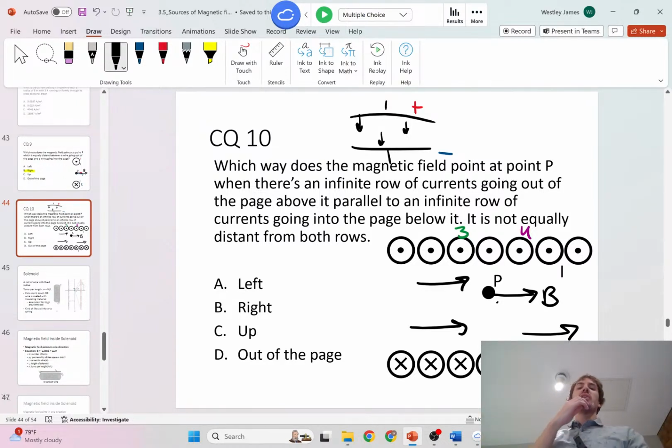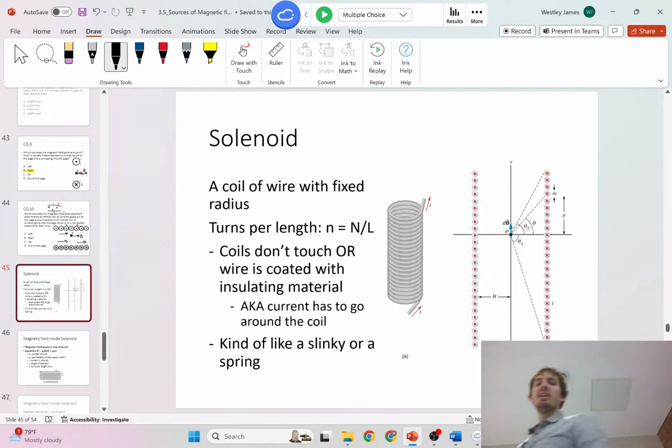The magnetic field inside a coil of wire is the same value everywhere, and it points in the same direction everywhere. This is called a solenoid. You may or may not have heard that term before. A solenoid is what we have just invented. It is literally like a slinky. It's a coil of wire.